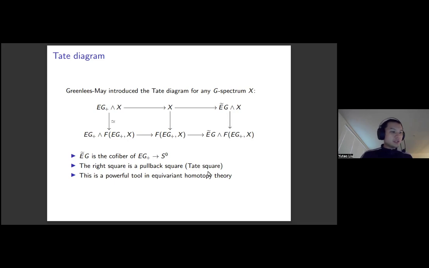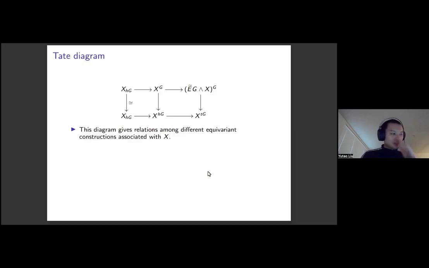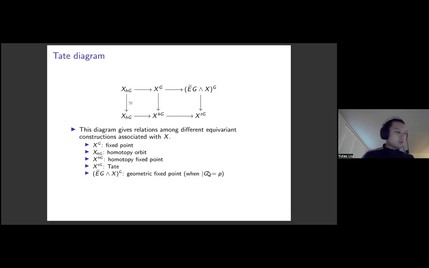G fixed point of the diagram, then here is what you will get. As you can see, this diagram gives relations among different equivariant constructions associated with X. The middle one, X to the G, is the genuine fixed point of X, where X with lower hG is the homotopy orbit, and X with upper hG is the homotopy fixed point. The right bottom corner is the Tate construction.